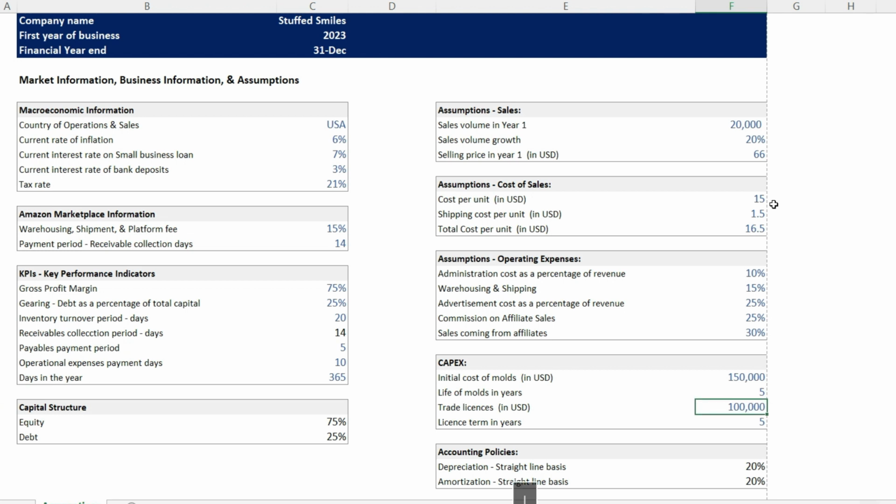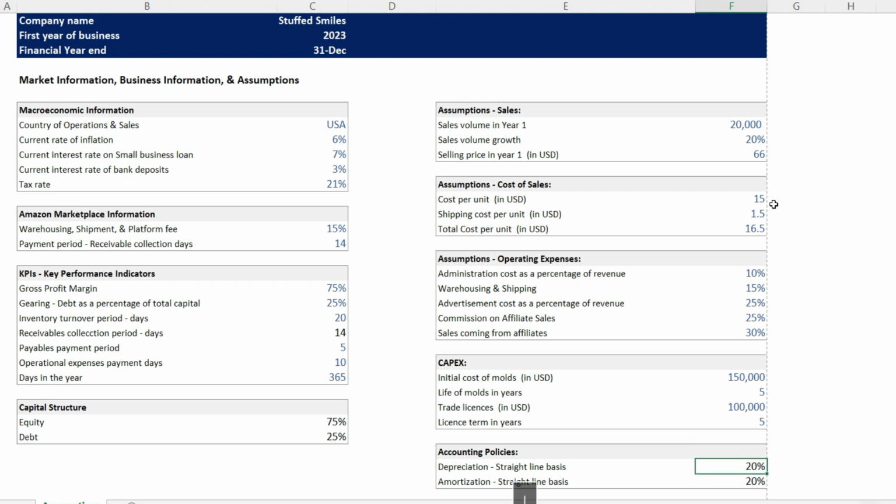Similarly, there will be some trade licenses and the product related patents and some other things. We simply call them intangible assets. And these intangible assets will be at the beginning costing us $100,000, and the license terms, the total life of these intangibles, will be 5 years.